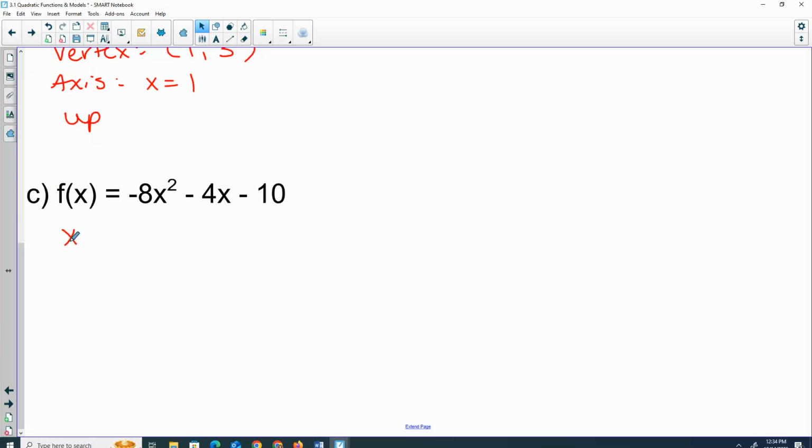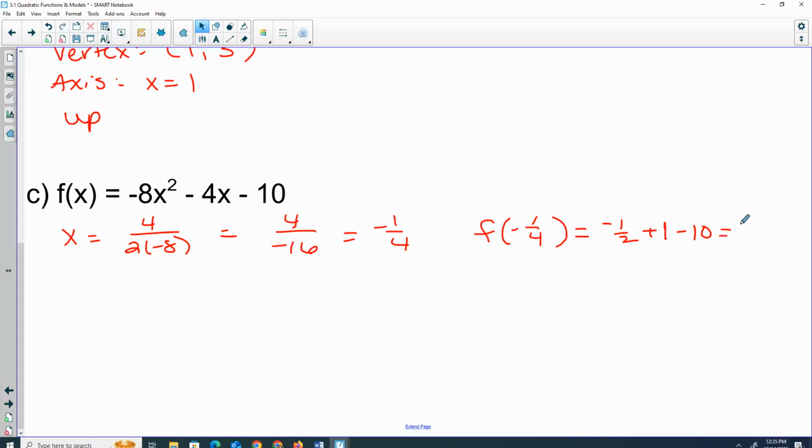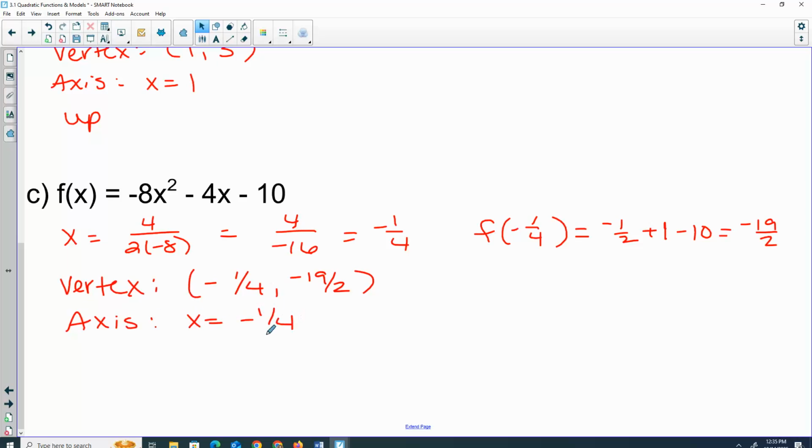Last one, opposite of b, so 4 over 2 times negative 8. So negative 1/4. And if we plug that in, we get negative 19 over 2, or negative 9.5. So our vertex is ordered pair negative 1/4, negative 19 halves. Axis, x equals negative 1/4, and this one opens down. So does it have a maximum or a minimum? Maximum, but opens down, it has a max. Are we okay with those?